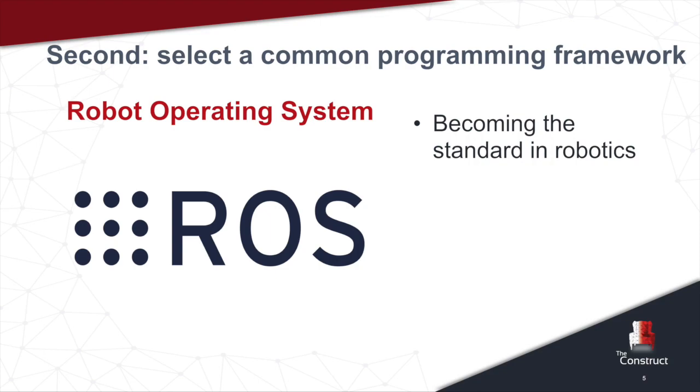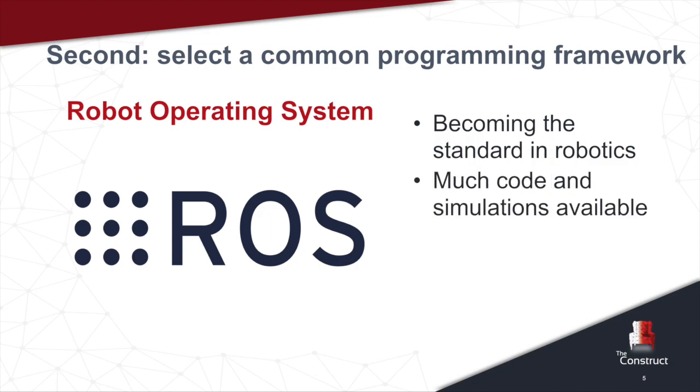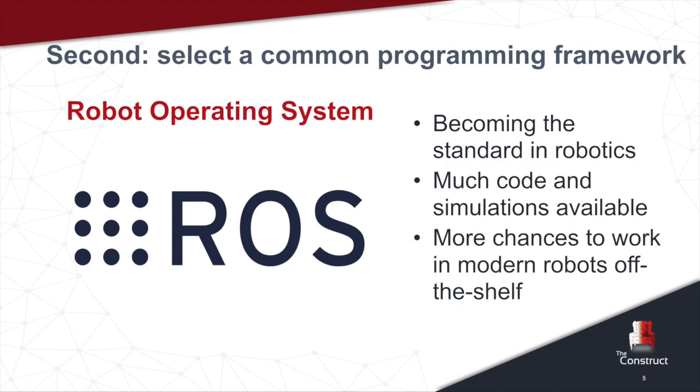And why? The first reason is that it's becoming the standard in robotics, as you know, because you are hearing about it everywhere. Then there is a lot of code and simulations already available, so we can reuse that for our own experiments and not start from zero. And also it has a lot of chances to work on modern robots. Many of the modern robots already run on ROS. So if we create experiments and write code for robots, it's more likely to work if we use ROS, because many robots that we can buy already provide ROS.